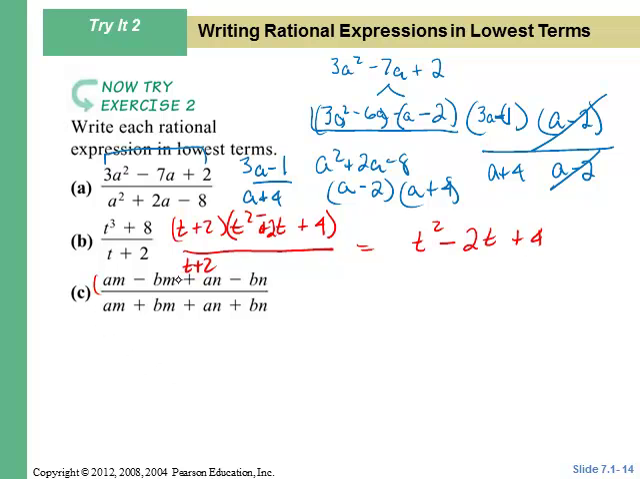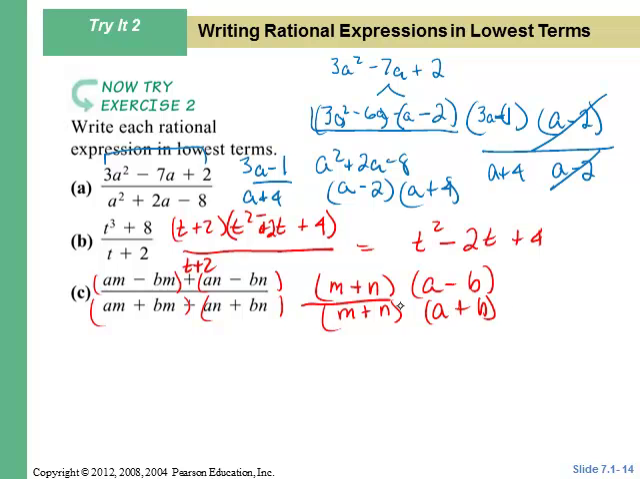Last one, we can factor an m out of the first ones and an n out of the second ones, and we're left with a minus b. In the denominator, we can factor an m out of the first ones and an n out of the second ones, and we're left with a plus b. So these cancel, and our answer is a minus b over a plus b.